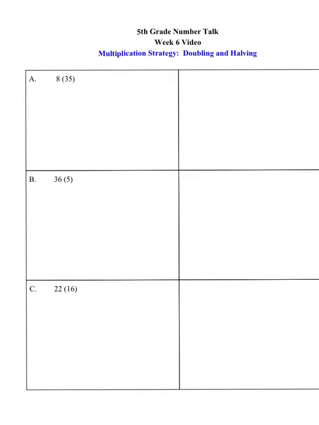So we're going to look first at 8 groups of 35. We're actually going to talk about which number we would want to double and which number we would want to halve. So let's just do an example. Let's say we're going to allow ourselves to half 8, that's 4, double 35, that's 70. We're going to half 4, that's 2, double 70, that's 140. We're going to half 2, that's 1, double 140, that's 280. So we know that 8 groups of 35 is 280.